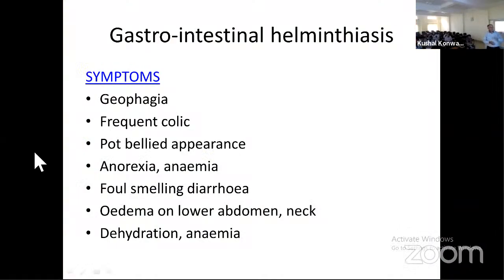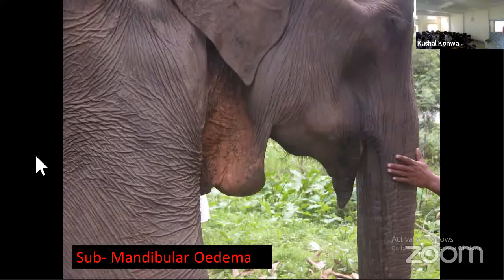You can easily diagnose. Whenever there is gastrointestinal helminthiasis, you find these symptoms: geophagia, eating of mud, frequent colic, pot-bellied appearance, anorexia, foul-smelling diarrhea, not always, edema on the lower abdomen and neck, dehydration, and anemia. Here you can see at the neck, in the submandibular region, which is soft and dependent in the elephant, when there is hyperparasitism there will be what we call hypoproteinemia. Because the protein is competitively used by the parasites, the animal suffers from protein deficiency. You find this type of edematous condition.